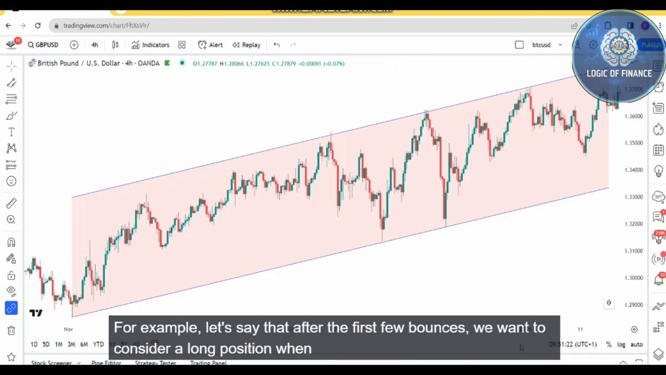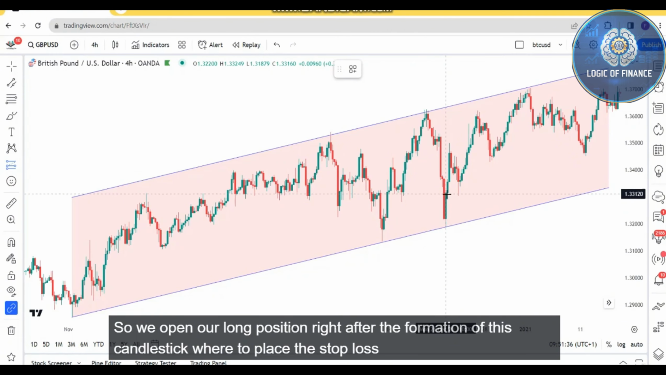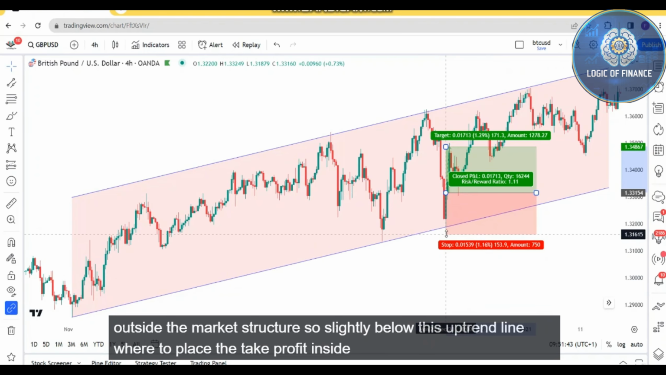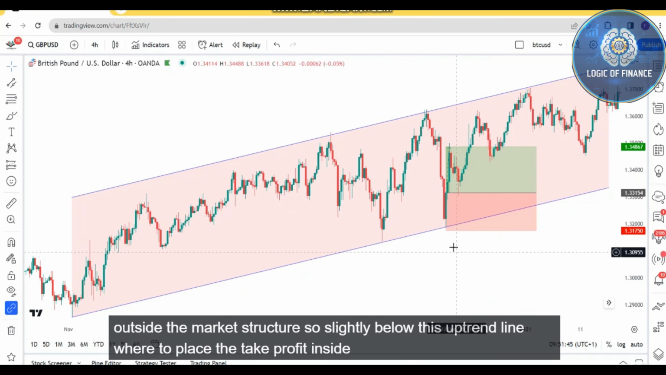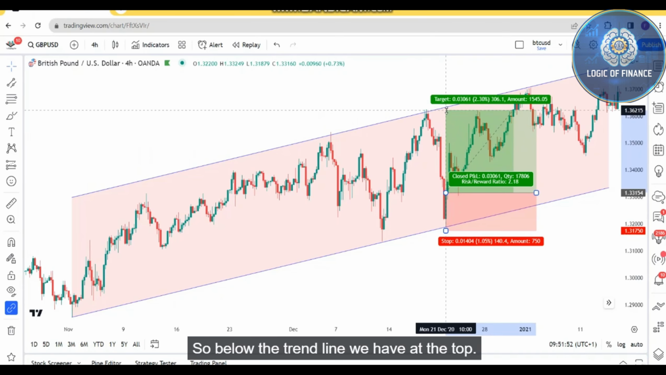For example, let's say that after the first few bounces, we want to consider a long position when the price approaches again the bottom of this ascending channel. Here we have a nice rejection on the trend line, so we open our long position right after the formation of this candlestick. Where to place the stop loss? Outside the market structure, so slightly below this uptrend line. Where to place the take profit? Inside the market structure, so below the trend line we have at the top.